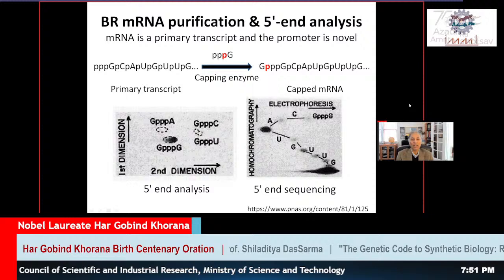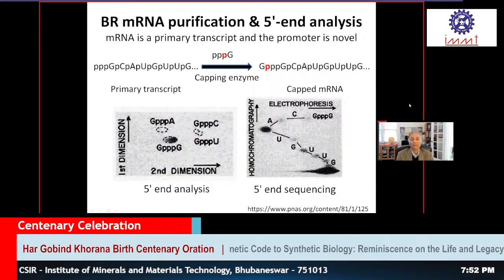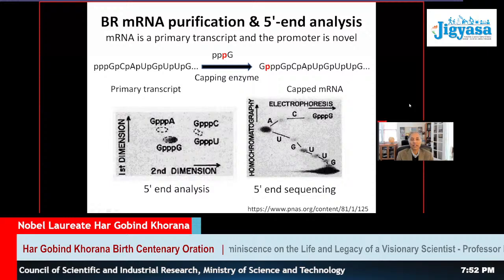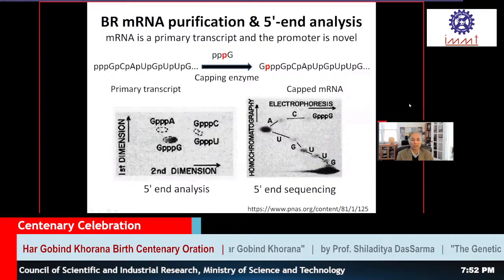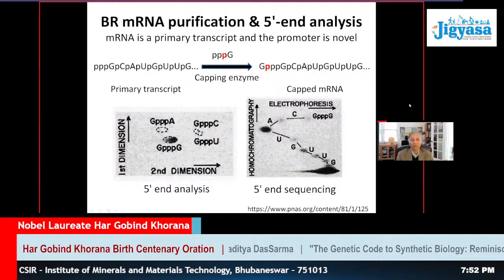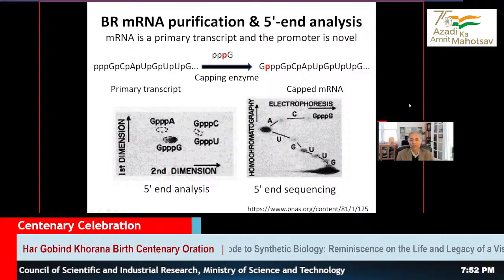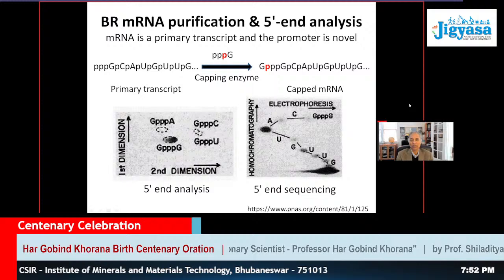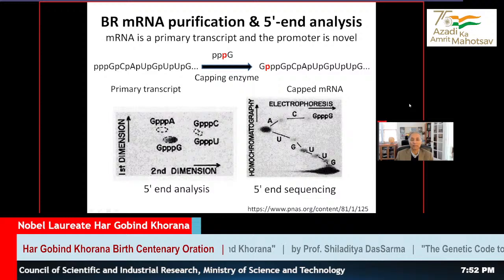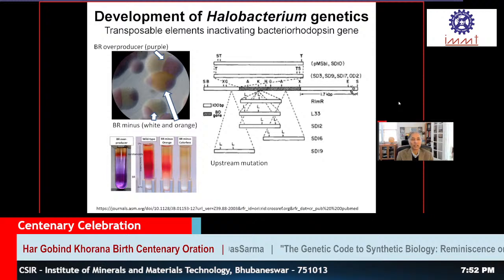If the alpha phosphate is labeled, the one that's red, then that ends up at the 5' end of the messenger RNA. And if that labeled messenger RNA is hydrolyzed using various different enzymes, one can do 5' end analysis, and you can see on the left panel that the 5' end was a G. And then by a process of RNA sequencing called 2D homochromatography, the sequence of the 5' end of the RNA could be determined to be GC, AUG, UUG, which corresponded to the AUG start site for bacteriorhodopsin synthesis. The other project that I worked on in Dr.